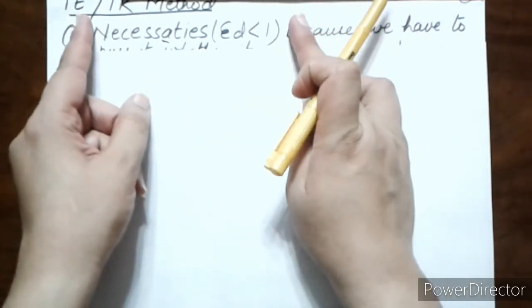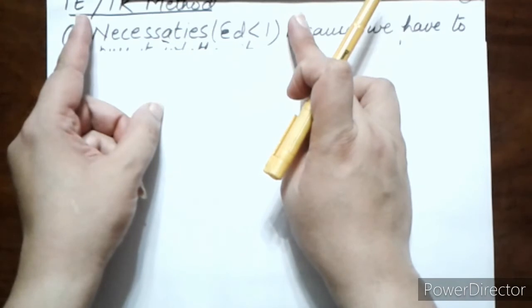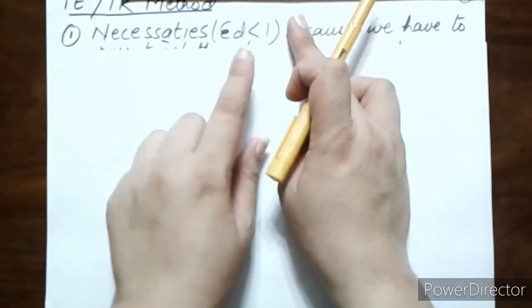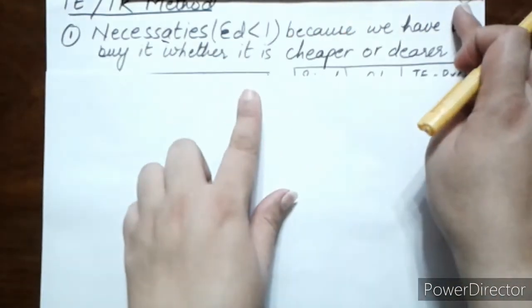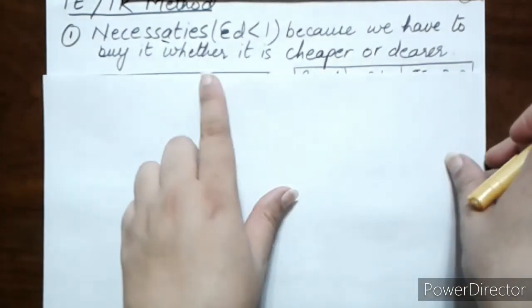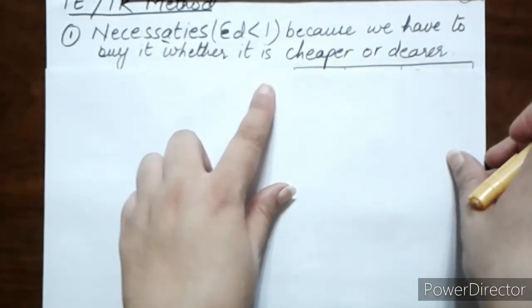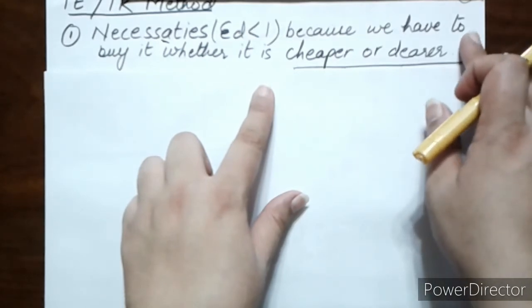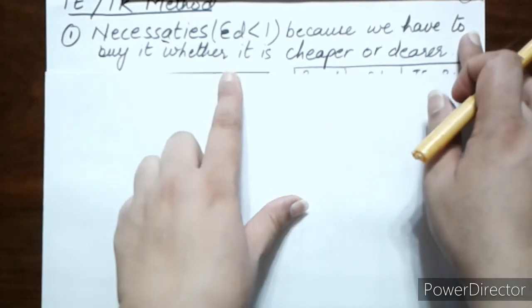What does this mean in itself? Let's say wheat is our staple food. We can't live without eating bread or roti. So even if it becomes very expensive, we will still keep buying it. So our response to changes in price of wheat will not be that much. So elasticity in case of necessities is always less than 1. Why? Because we have to buy it whether it gets expensive or cheaper. That's why its elasticity is less than 1.